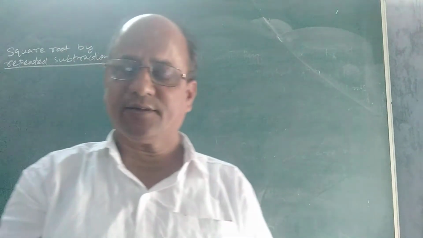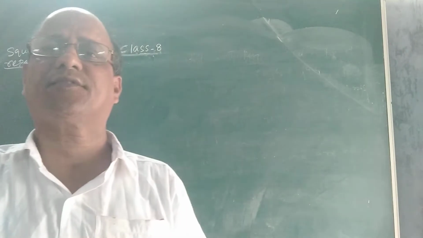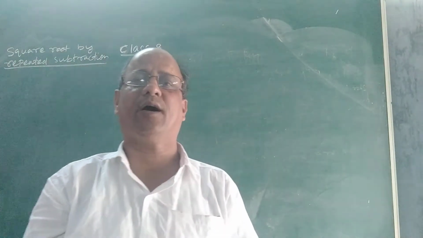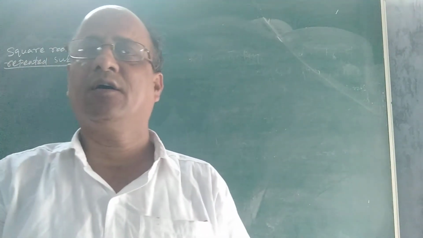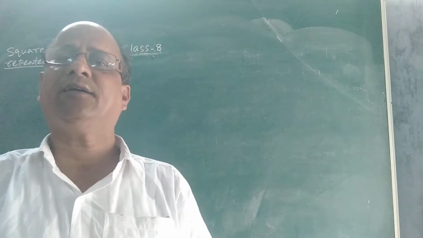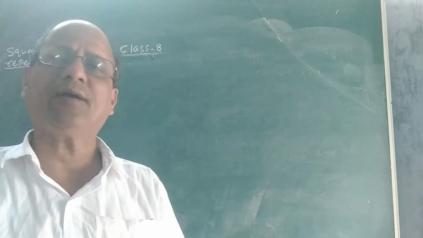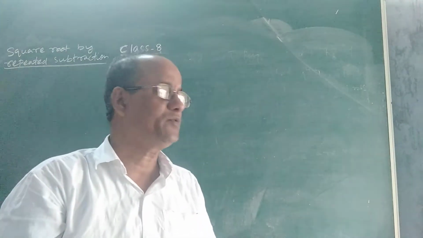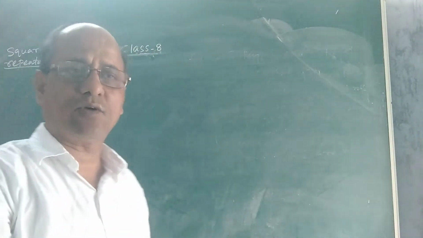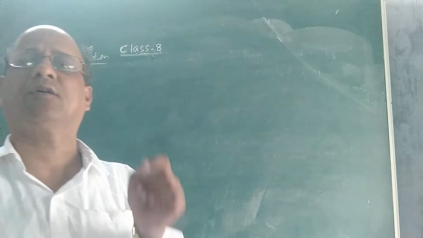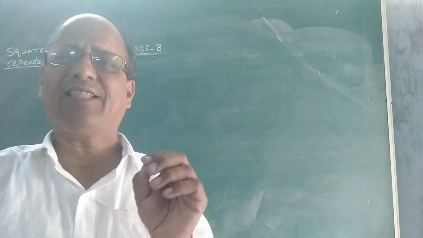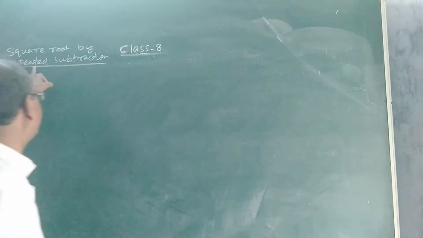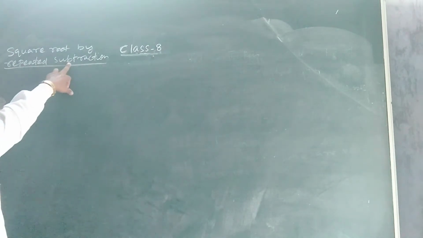Children, in the previous classes we have already discussed how to find square root by the prime factorization method and long division method. Apart from these two methods, there is still another method which we need to discuss to find the square root of any perfect square or square number. What is the name of the method? The method is the repeated subtraction method.